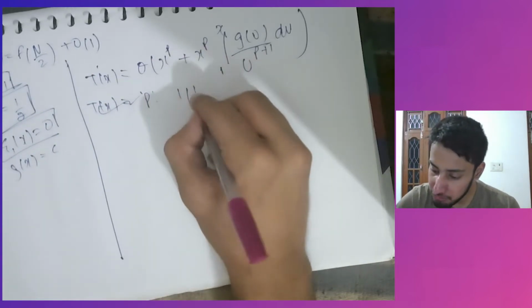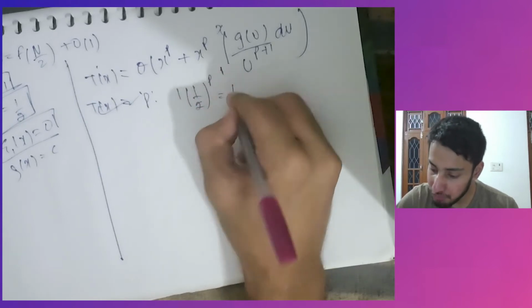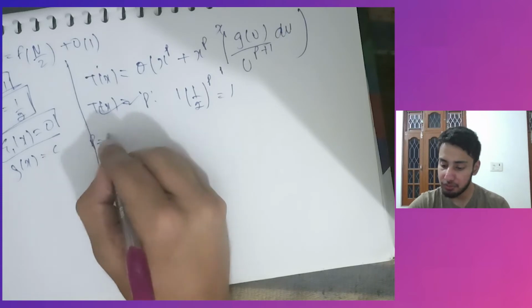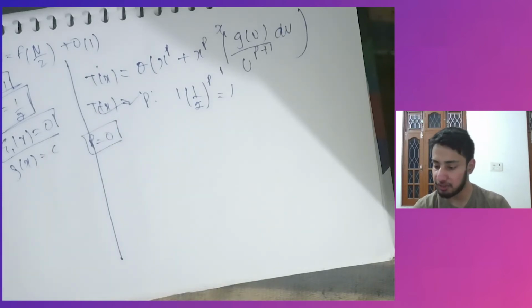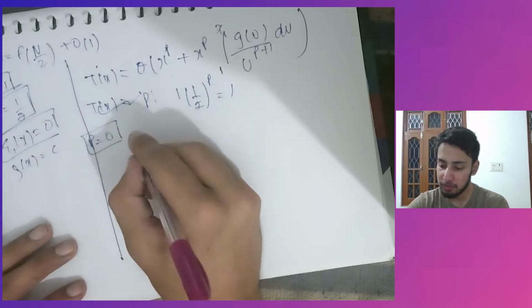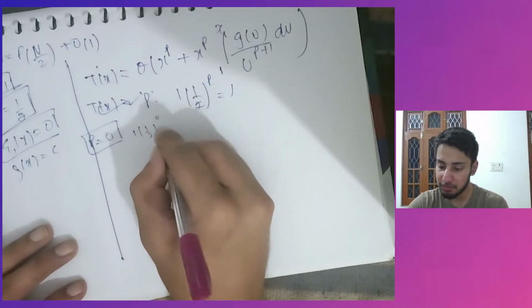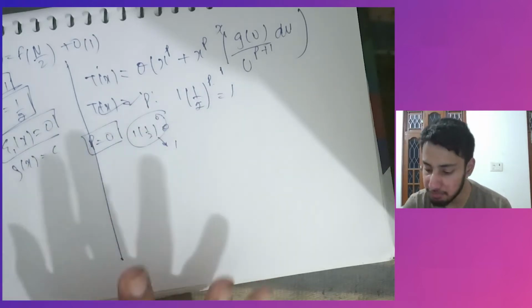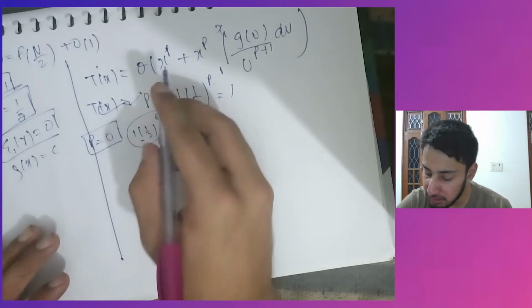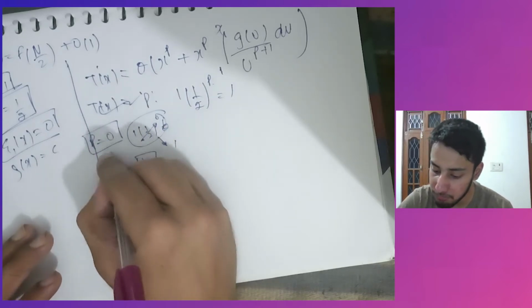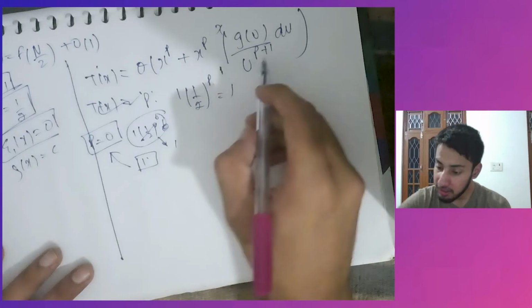So 1 into 1 by 2 to the power p equals 1. What should be the value of p? Let's try p equal to 0. Let's see if p equal to 0 is valid. So 1 into 1 by 2 to the power 0, and anything to the power 0 is equal to 1. Does this term give 1? Let's see. Anything to the power 0 is 1, so 1 into 1 equals 1. Yes, p is 0.